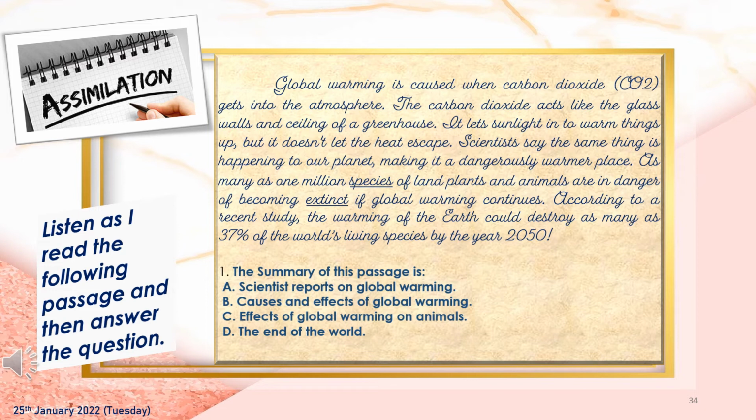1. The summary of this passage is: A. Scientist reports on global warming. B. Causes and effects of global warming. C. Effects of global warming on animals. D. The end of the world.